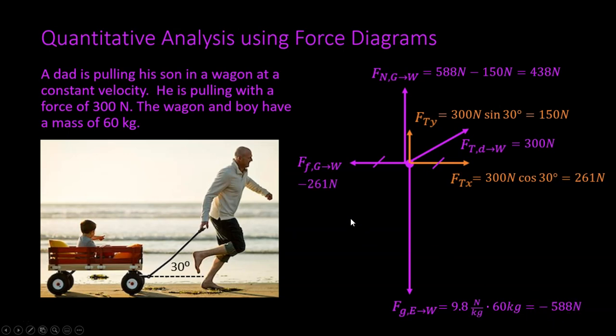Moving on to the horizontal dimension, we only have one force leftward and one force rightward, so the friction force has to be equal in strength, 261 newtons, and in the opposite direction of our horizontal component of the tension force. Let's move on and look at a more difficult problem.